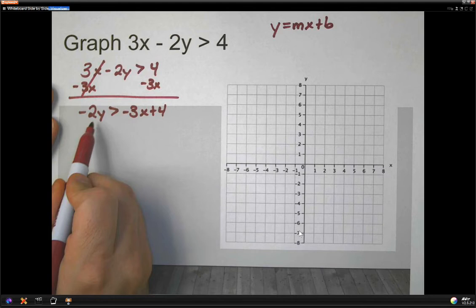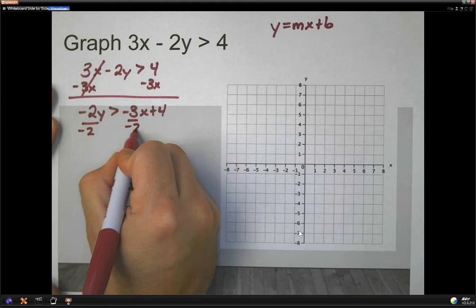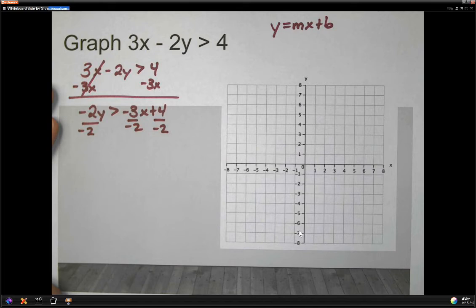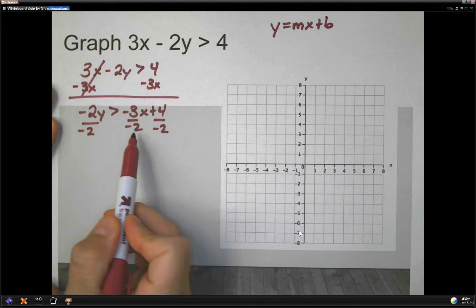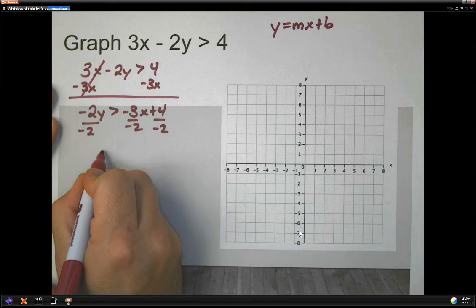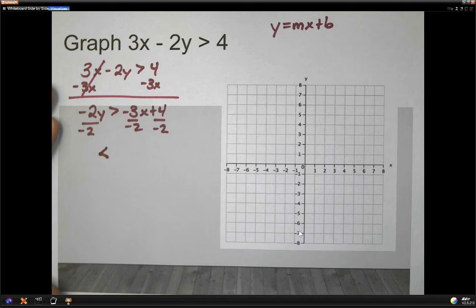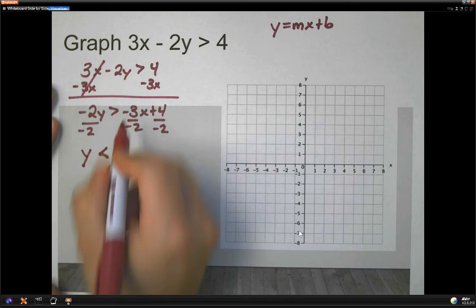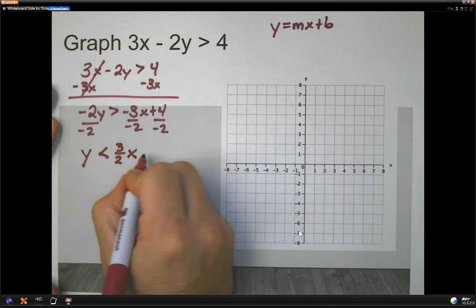Got to get rid of this negative 2. So I go ahead and use the inverse operation of division. Now, this is one of those key things we have to remember. Remember, I said to make note that if you divide or multiply by a negative, and in this particular case we are dividing everything by a negative, that means I have to flip the sign. So no longer is it going to be greater than, it will now be less than. That's that one special key thing we have to remember when rearranging. And so I get y is less than, well, negative and a negative make a positive, so that's 3 halves x, and 4 divided by a negative 2 is a negative 2.